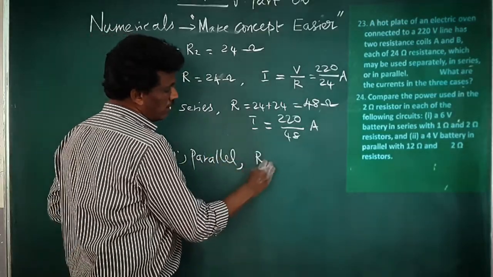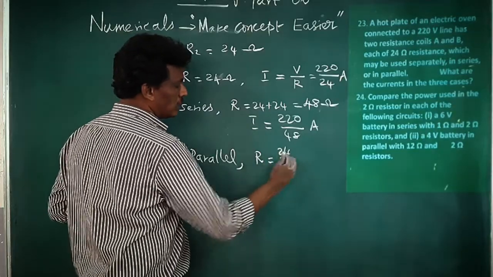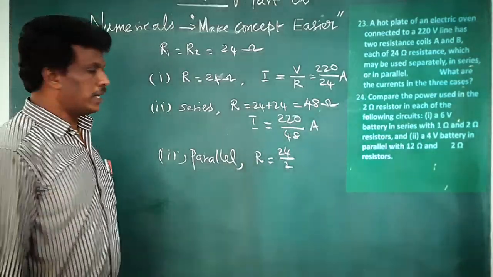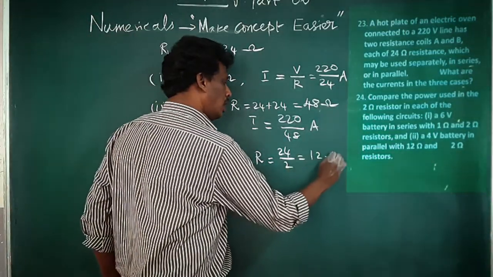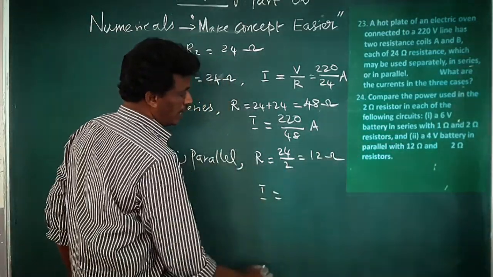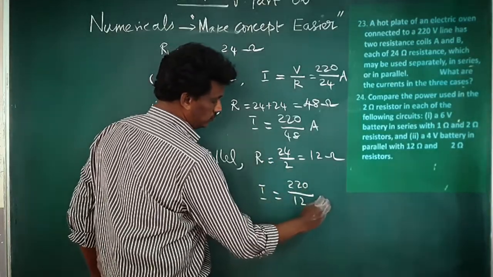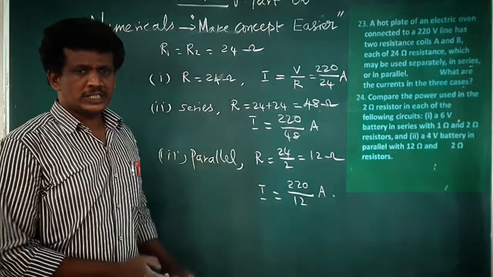Identical. So what will be the value of R? 24, because 2 resistors are there, no? Divided by 2. 10 resistors are there, divided by 10, which is equal to 12 ohm. So what is the value of I? 220 upon 12 amperes.